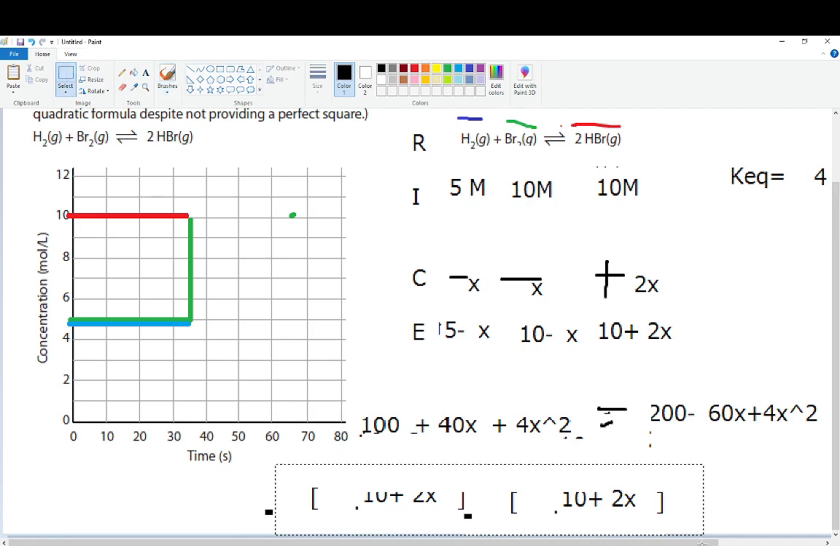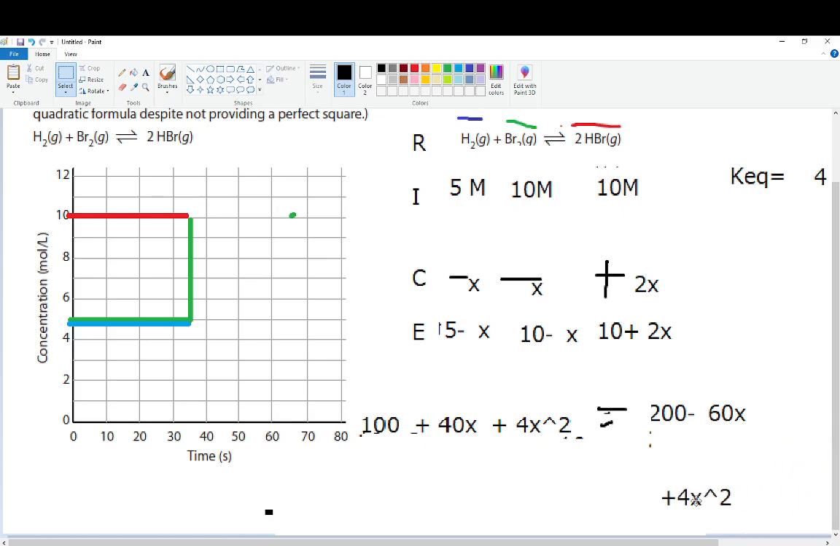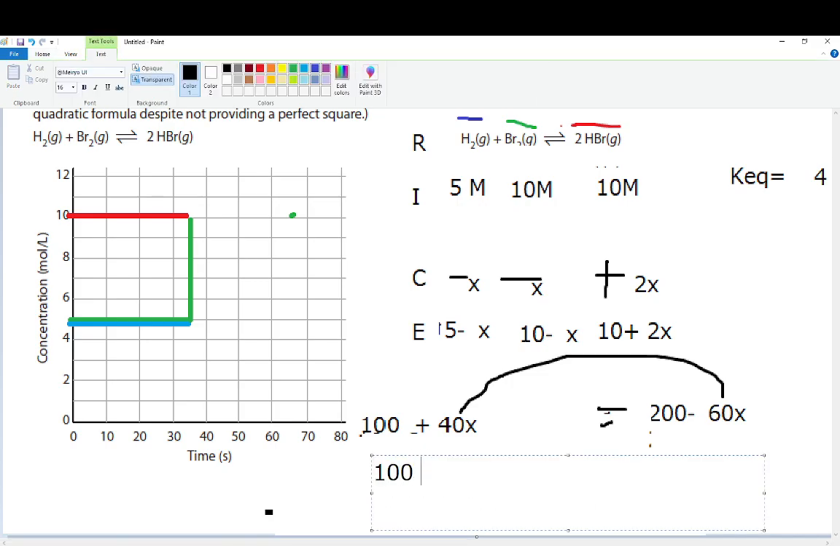When I subtract 4x squared from both sides, this ends up canceling. And that's why it's going to work out. When I add 60x to both sides, it goes to this side. So I got 100 plus 40x plus 60x, which is 100x. And it disappears on the left side. Then when I subtract 100 from both sides, I get 100x is equal to 100. And then I divide by 100 on each side. X is equal to 100 divided by 100.